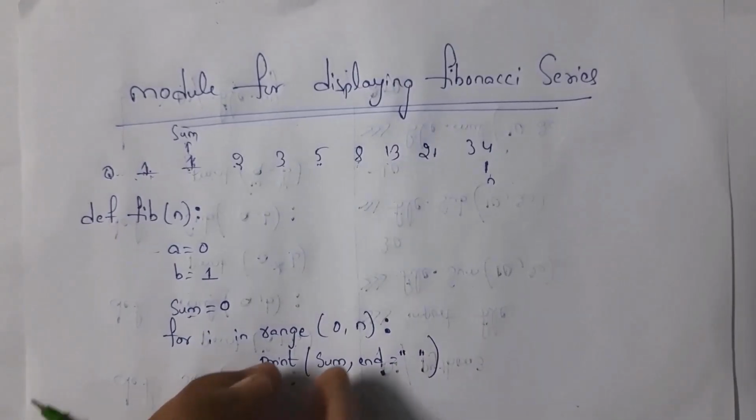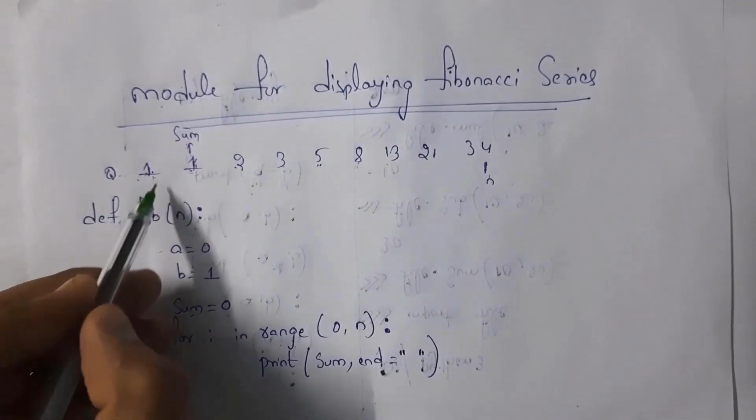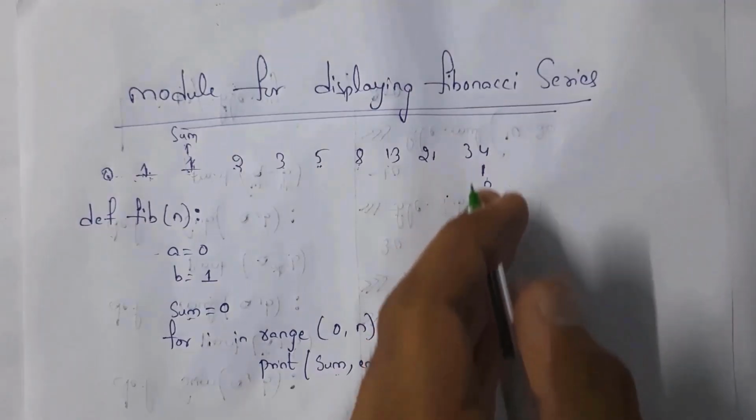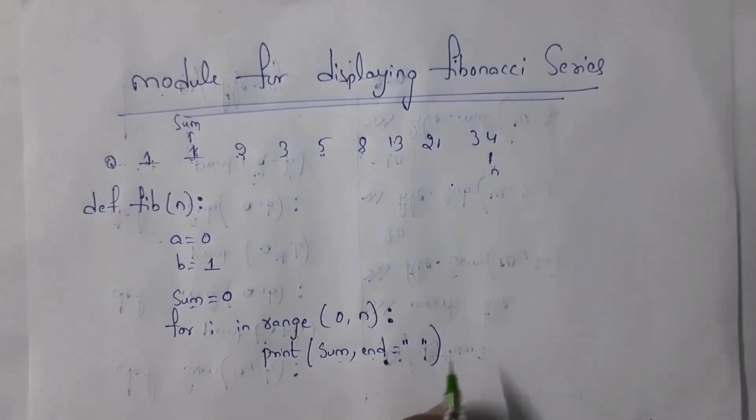Guys, if you just write here sum, then you will get output like this: 0, in the next line 1, and again in the next line 1. So you will get the output line by line because by default the print statement will take a newline. So I wrote here print sum comma end equal to space.